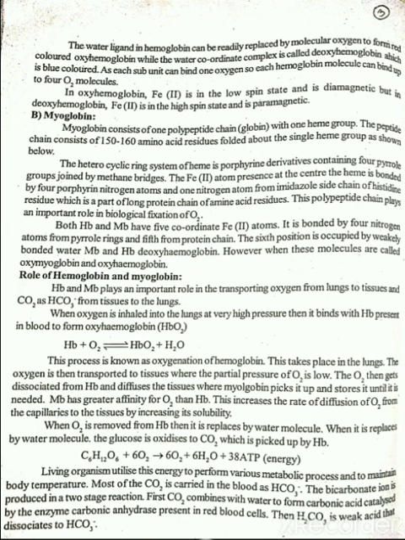The O2 then gets dissociated from hemoglobin and diffuses to the tissues, where the myoglobin picks it up and stores it until it is needed. Myoglobin has a higher affinity for oxygen as compared to hemoglobin. This increases the rate of diffusion of oxygen from the capillaries to the tissues by increasing its solubility. When oxygen is removed from hemoglobin, it is replaced by a water molecule. When it is replaced by a water molecule, the glucose is oxidized.